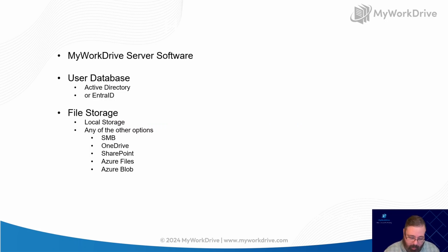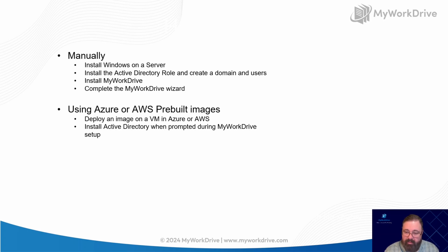What we're going to do, we're going to install the MyWorkDrive server software. We're going to create a user base on Active Directory, and we're going to use local file storage. How are we going to do that? There's two methods to doing this. One, you could simply create a Windows server, could be physical or virtual, on-prem, in the cloud, doesn't really matter. Install Active Directory on it, or enable the Active Directory role and create some users, groups, that sort of thing. Then install MyWorkDrive and step through the wizard, which will complete it and add an example share.